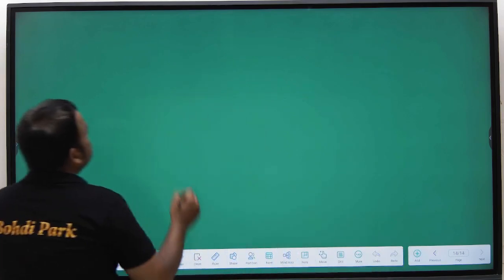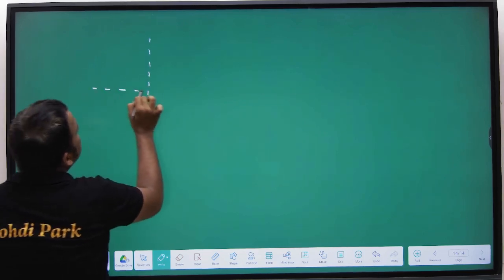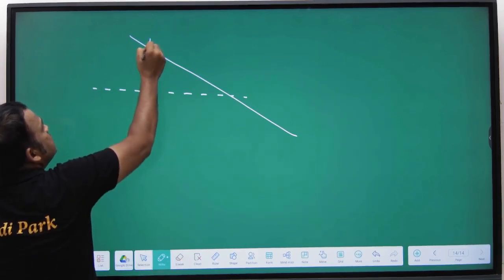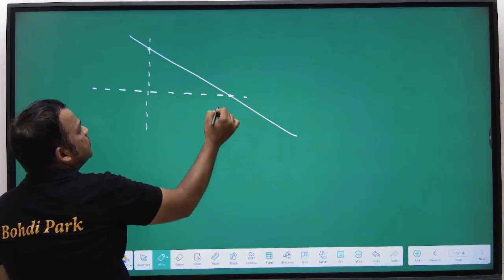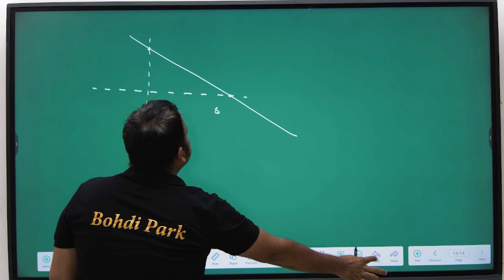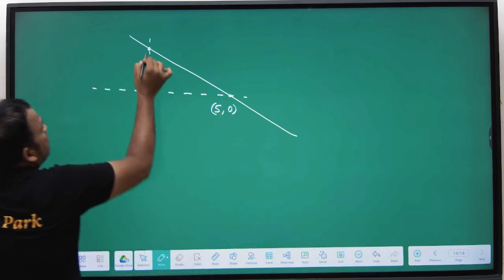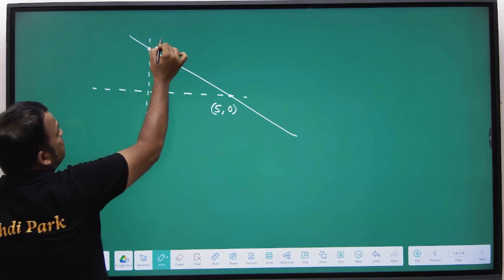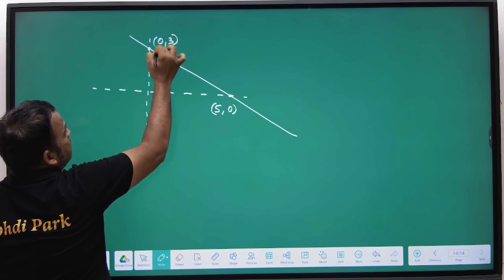So suppose the straight line is given as, this is the straight line and these 2 points are given. For this point the value of y is 0 and x value is given as 5. So this is 5 comma 0, and for this point x is equal to 0 and y will be positive. So suppose this is 0 comma 3.